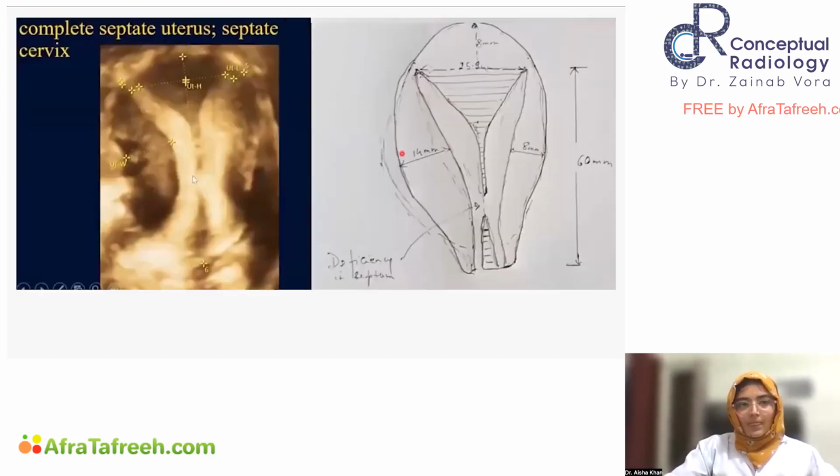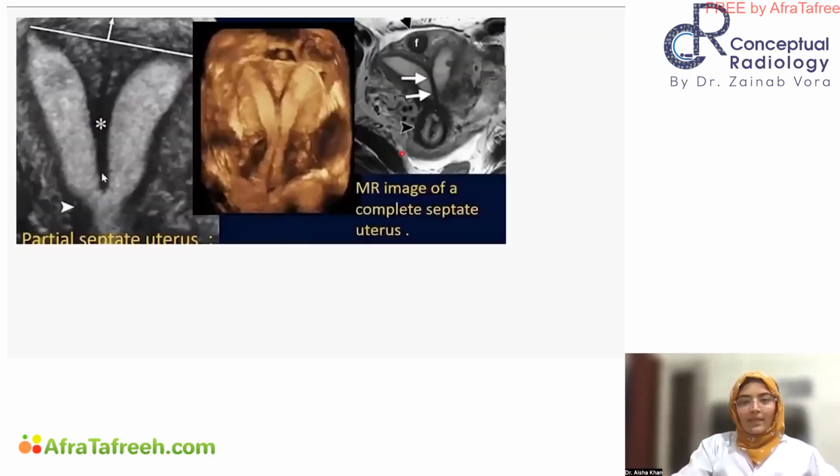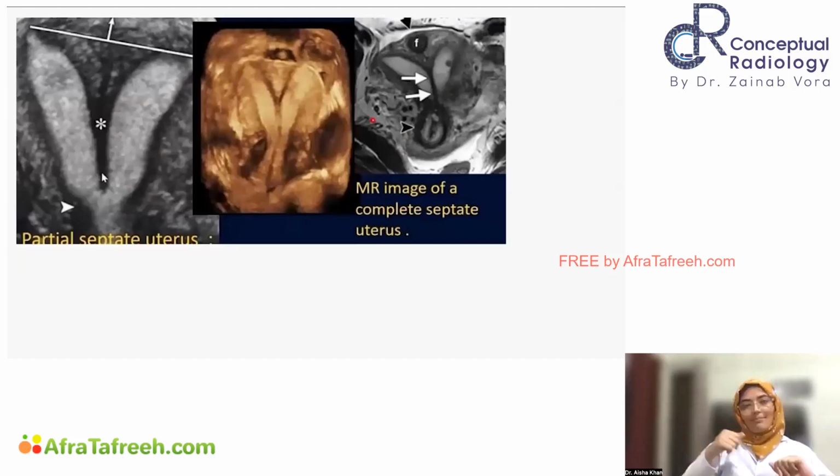measurements. This is another case of complete septate uterus and septate cervix also. Here, between the VC, there is a little bit of deficiency. So that also sir has shown in a handmade diagram. The two cavities are connecting lower down. So MRI can very easily tell us if it is a fibrous septum, hypointense on T1, T2, and if it is a muscular septum, it will be iso-intense to the muscle wall.